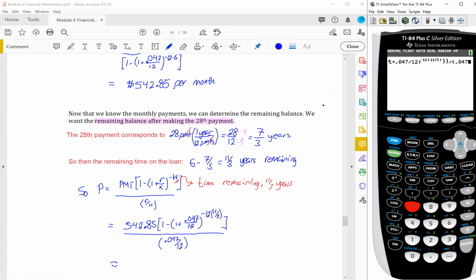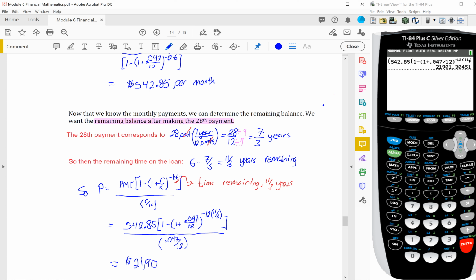Now, I had some issues getting this in my calculator. I hope you did better than me. So please confirm, but I think that the remaining balance on your loan is going to be $21,901.30 remaining after you make your 28th payment.